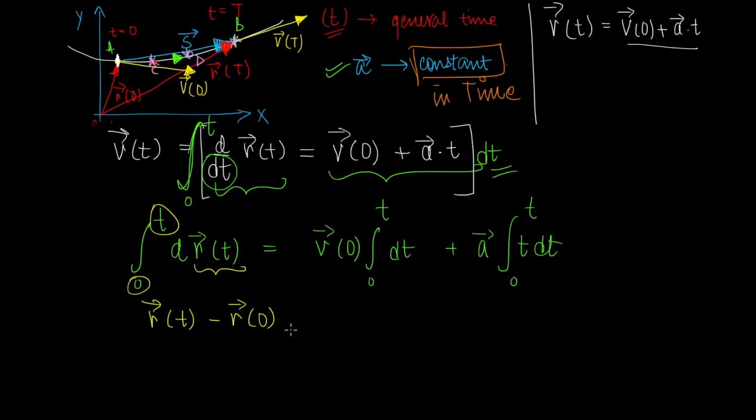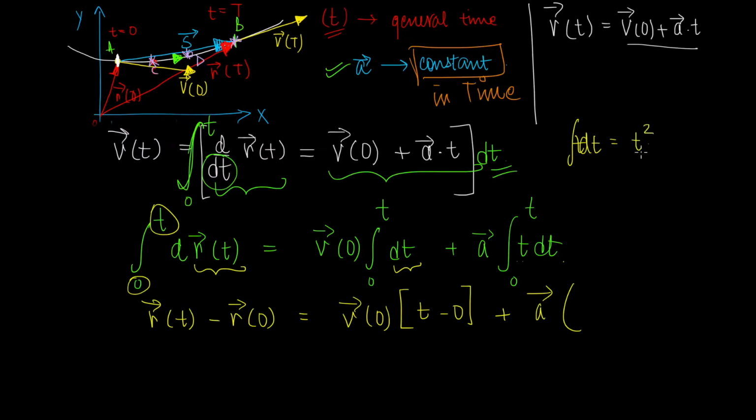It was the same thing as what we did previously. What about this term? Well, this term is v of 0 times the same thing as what we had here. Evaluate t at time t and at 0 and subtract them. So t minus 0 is what you get. What about this term? Well, this term is a times, oh, but you have t dt. The integral of t dt turns out to be t squared by 2.